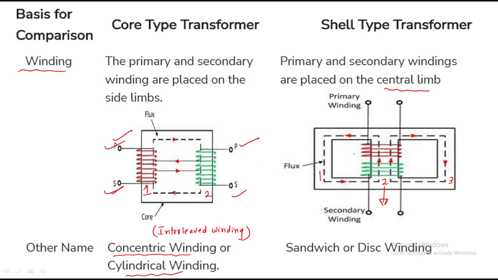But coming to shell type transformer, whether it is primary or secondary, same amount of primary and secondary winding is present in the central limb. This type of winding is called sandwich winding. Sandwich means what? Some part of LV winding and some part of HV winding. Again LV, again HV, again LV, again HV. So this type of winding is called sandwich winding, or you can name it as disc winding.